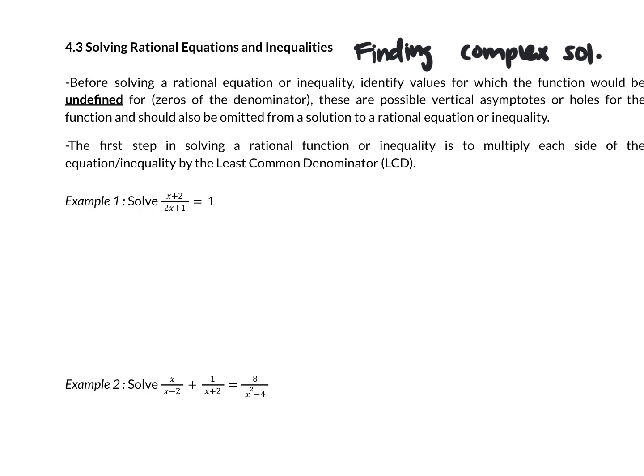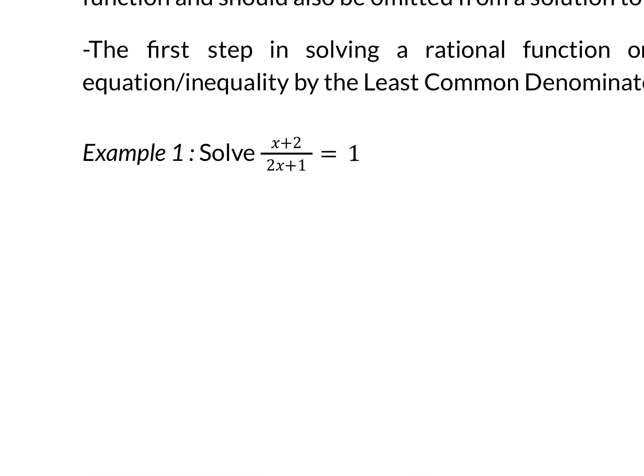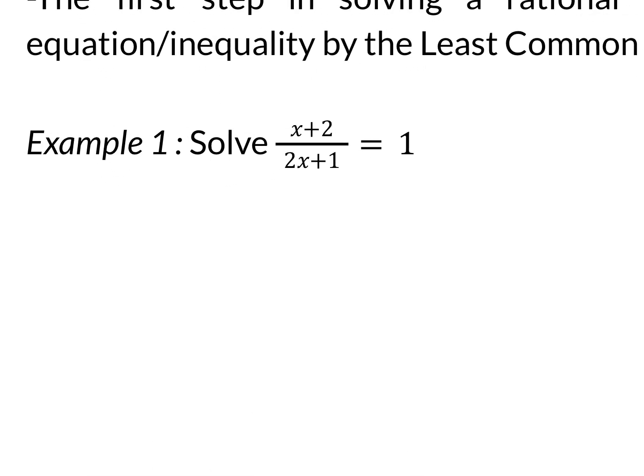complex solutions, okay? Our first step when we are solving these rational equations or inequalities is to multiply each side of our equation or inequality by the least common denominator. In this first example, I've got (x + 2)/(2x + 1) = 1. Could I just cross multiply here? If I put this over 1, you've seen a problem like this before in algebra, right? We could just cross multiply. I'm going to show you the least common denominator way because that's how we're going to do the rest of these, just to give you more practice and exposure, okay?